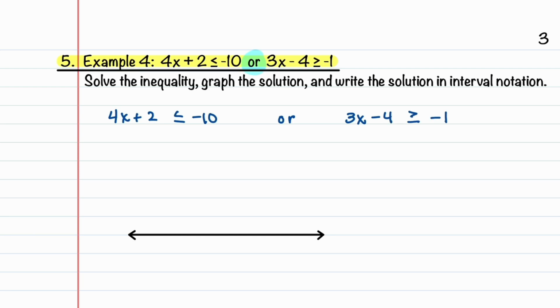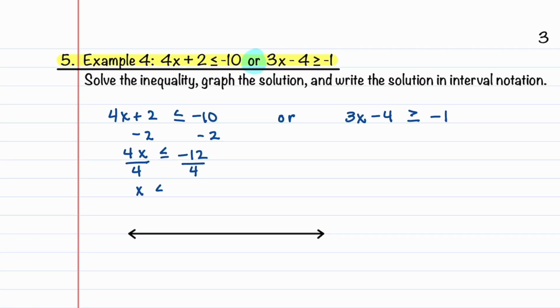Let's work on the one on the left first. We want to isolate the 4x, so we'll subtract 2 from both sides. This gives us 4x is less than or equal to minus 12. Now we're going to get x by itself, so we're going to divide each side by 4, and that gives us x is less than or equal to minus 3.